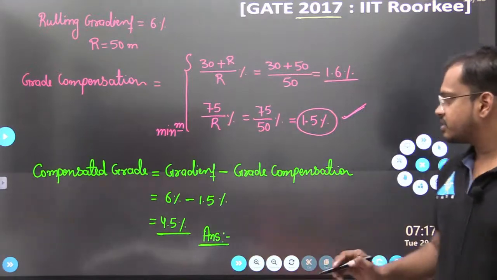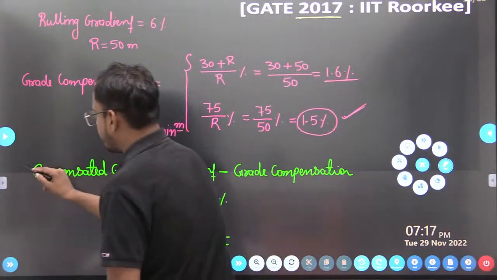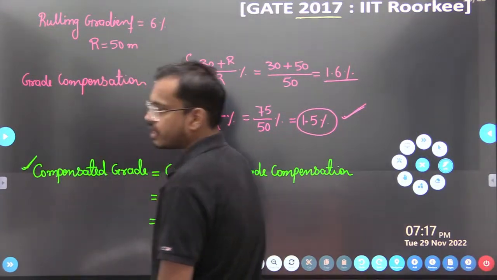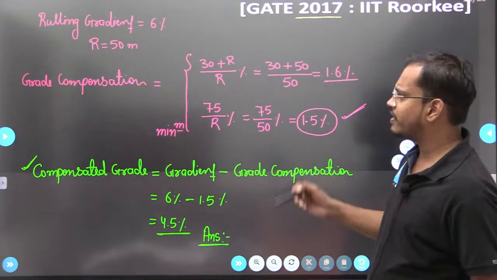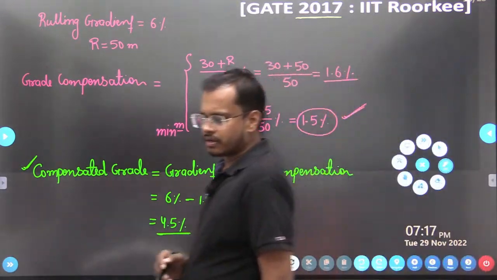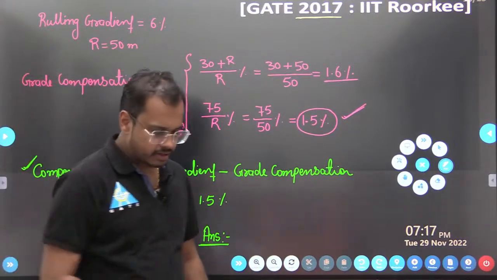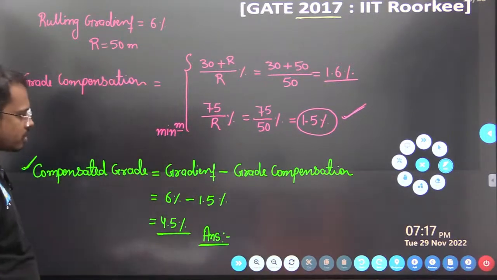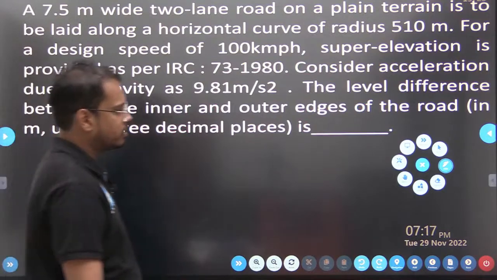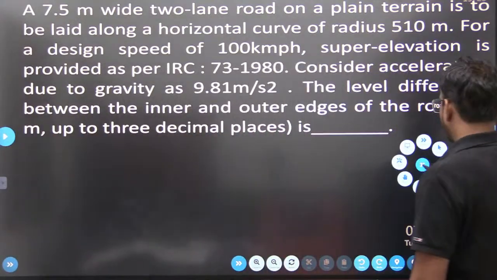If compensated grade is asked, then you can calculate like this. But this question is very simple. It asked only grade compensation, not compensated grade. Clear to all of you? Now see here. Next question, please. How to solve the next problem?